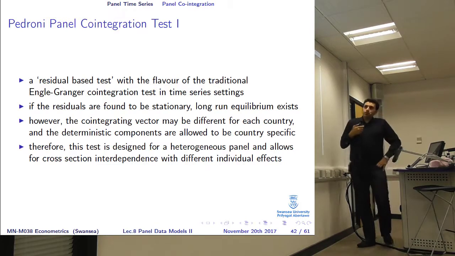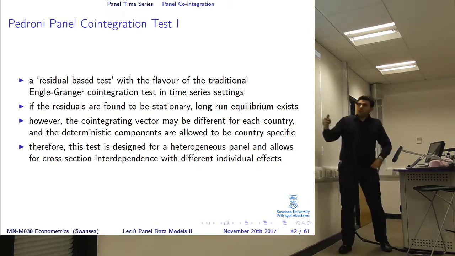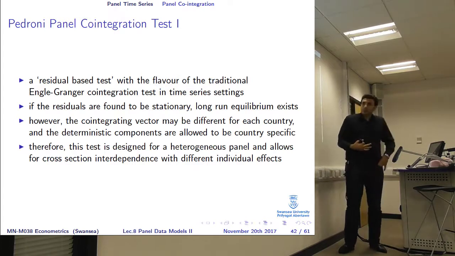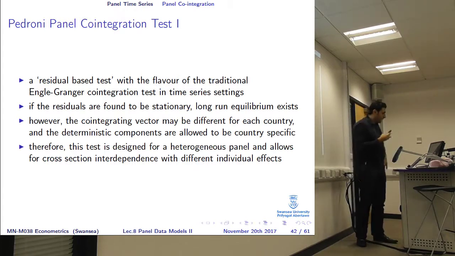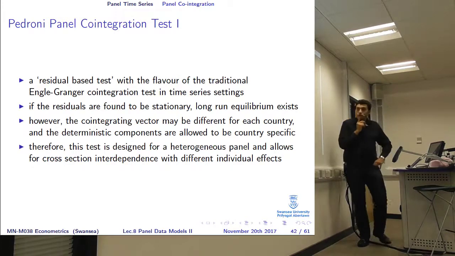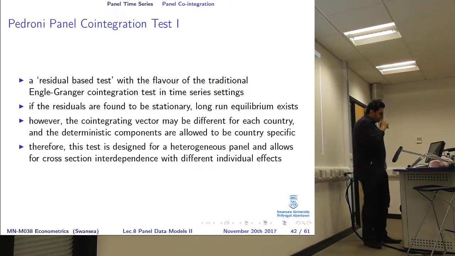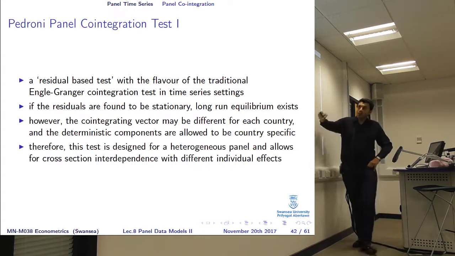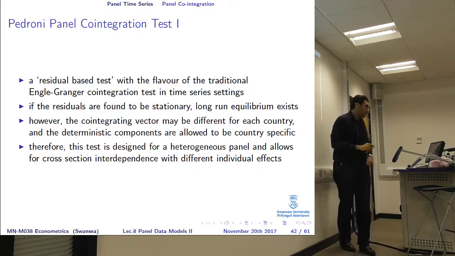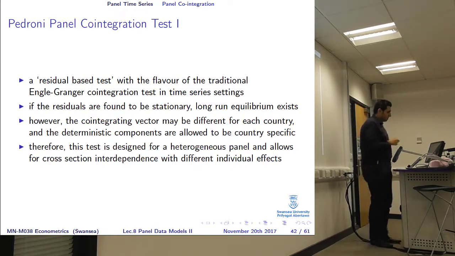But the problem here is that the cointegration vector may be different for each country because we have 9 countries and the deterministic components are allowed to be country-specific. Okay, so that's why this test is designed for heterogeneous panels, because you could allow the cointegrating vectors to be different for each country, and also the same for deterministic components.